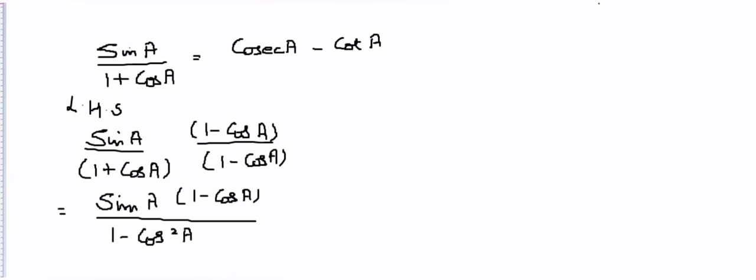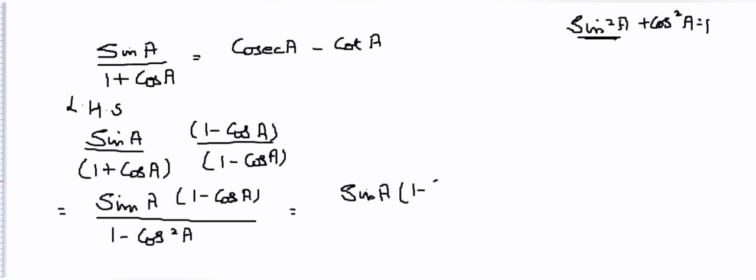Now we know that sin square A plus cos square A is equal to 1. So 1 minus cos square A can be written as sin square A. So here in the numerator we have sin A into 1 minus cos A, and in the denominator, in place of 1 minus cos square A, I can write sin square A. Now this cancels out and I will get 1 minus cos A upon sin A.